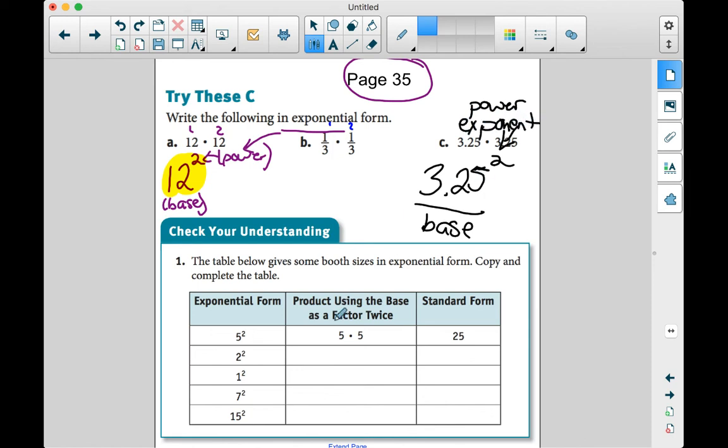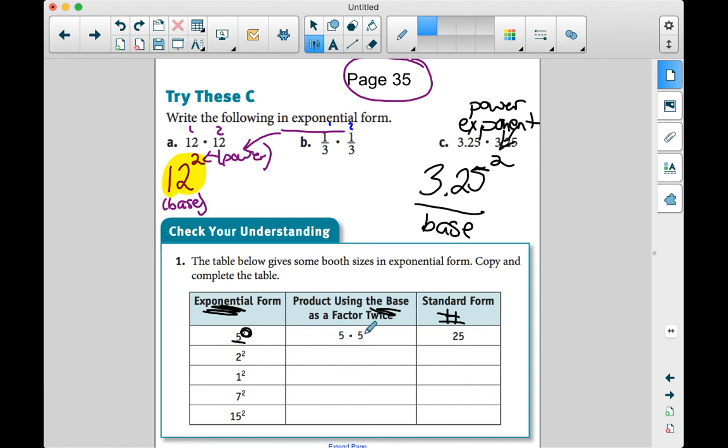Okay, so now going down to this table here, it's given to you in exponential form. So you have the little 2. You're going to write that with the base. So your base is 5. That little 2 means 5 times 5. And then standard form is just the number. So 5 times 5 is 25.